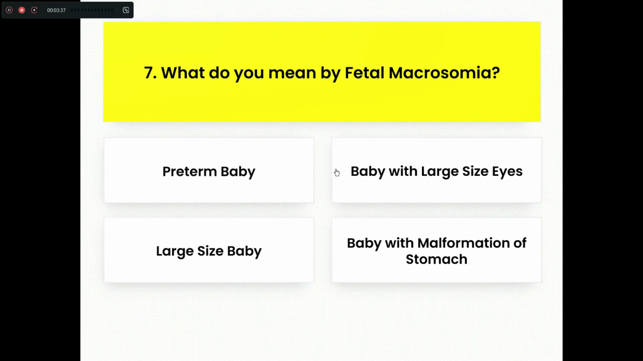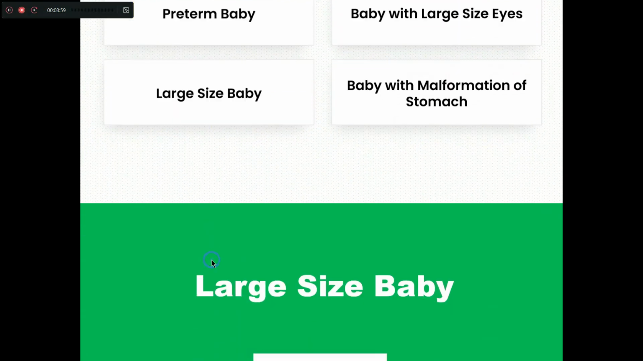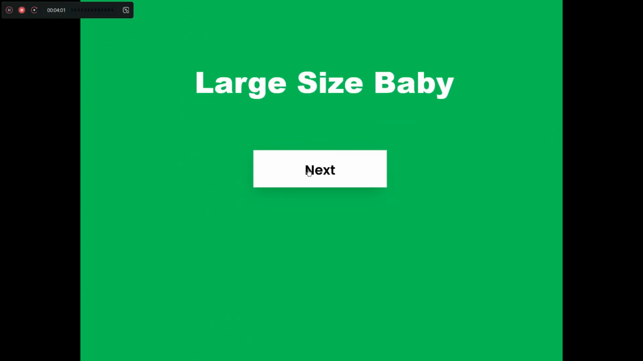What do you mean by fetal macrosomia? Option A, preterm baby. Option B, baby with large size eyes. Option C, large size baby. Option D, baby with malformation of stomach. The right answer for fetal macrosomia is option C, large size baby. Option C, large size baby, is the right answer here.